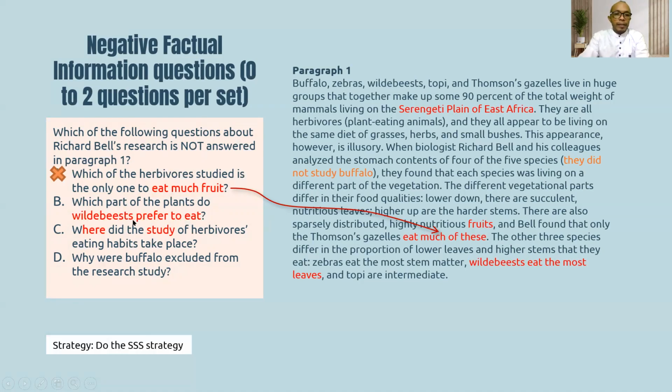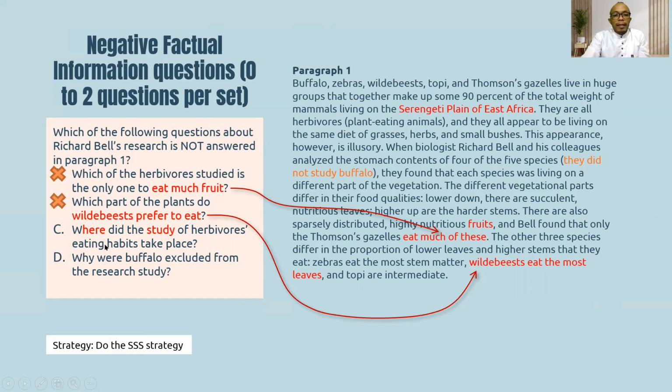Which part of the plants do wild bees prefer to eat? So the keywords here would be these red ones, right? Now let's try to scan for wild bees prefer to eat. Okay, oh, there it is. Wild bees, one of our keywords, and eat the most leaves. So this information answers this question, making B incorrect.